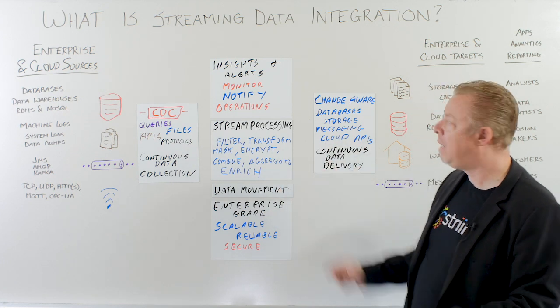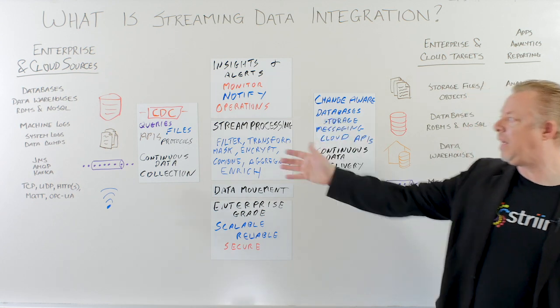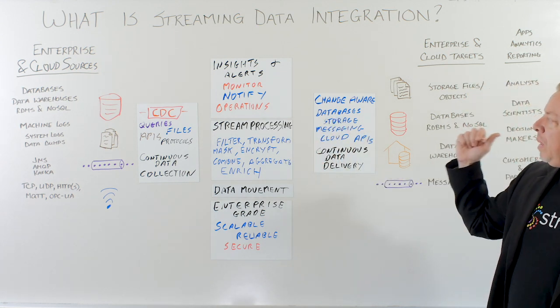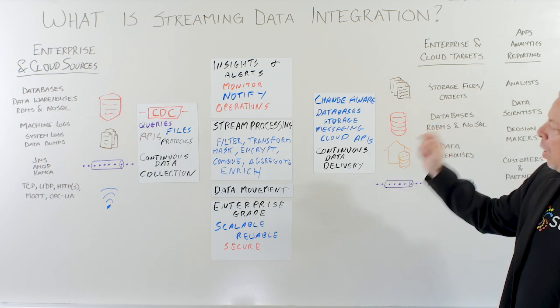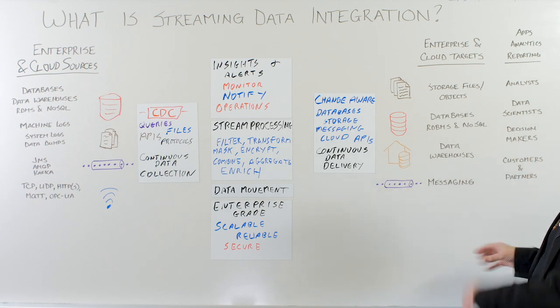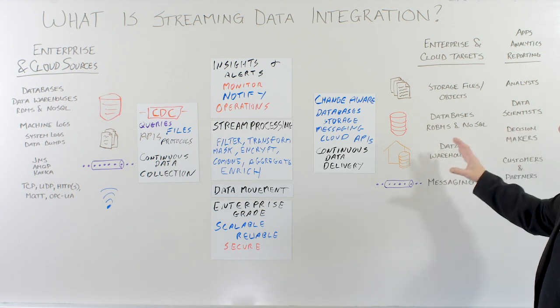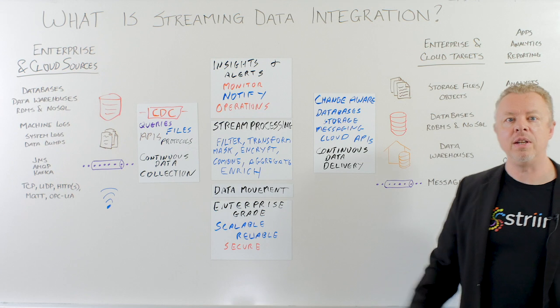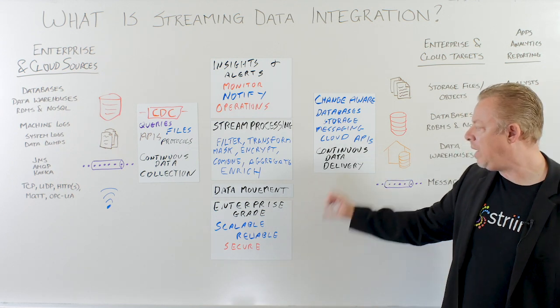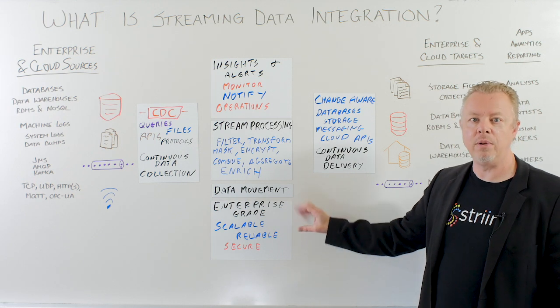So in summary, streaming integration is about continually collecting data from enterprise and cloud sources, being able to process that data while it's moving, deliver it into any target that you want, whether it's on-premise or cloud, being able to get insights into how it's moving, and do all of this in an enterprise-grade way that is scalable, reliable, and secure.